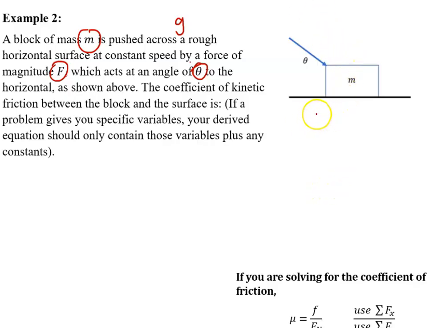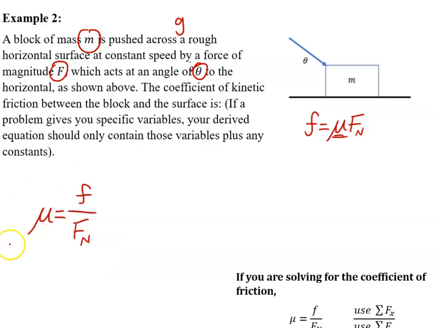Since we're looking for the coefficient, we are going to need to use the friction equation, because that's where we find that coefficient. To make this a little bit easier, we are going to do this part of the algebra to start with. I'm going to solve for the coefficient of friction. The coefficient of friction is equal to the force of friction divided by the normal force.